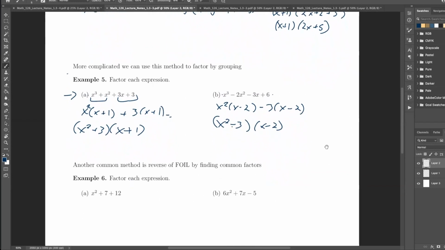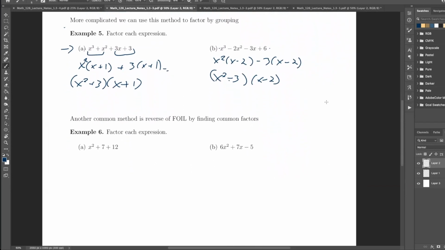The other thing for factoring, let's go ahead and do this, is to look at this. Sometimes the method is reverse FOIL or finding common factors. So how do we do this? What we do is we look at the factors of this right here. Notice that this is positive, so we're probably going to want the positive factors here. So I have 1 and 12.